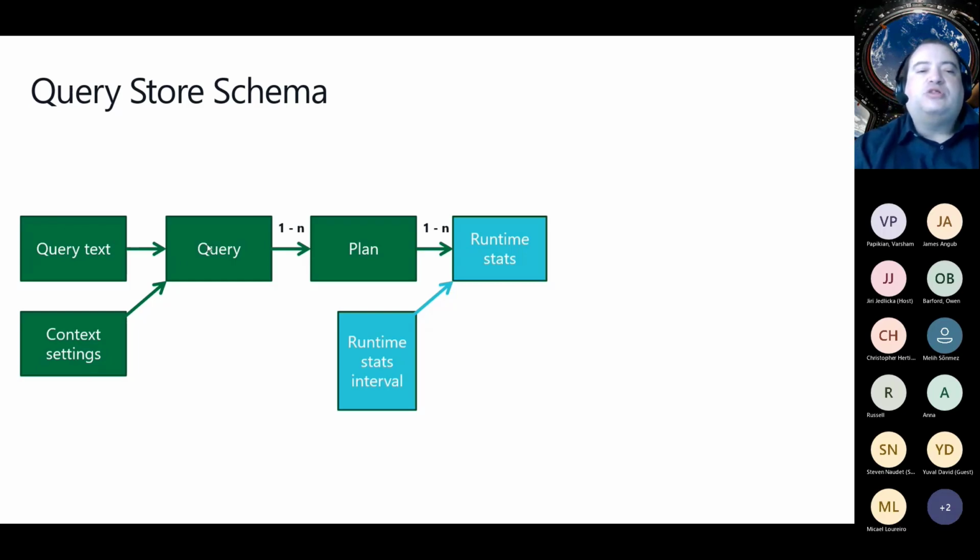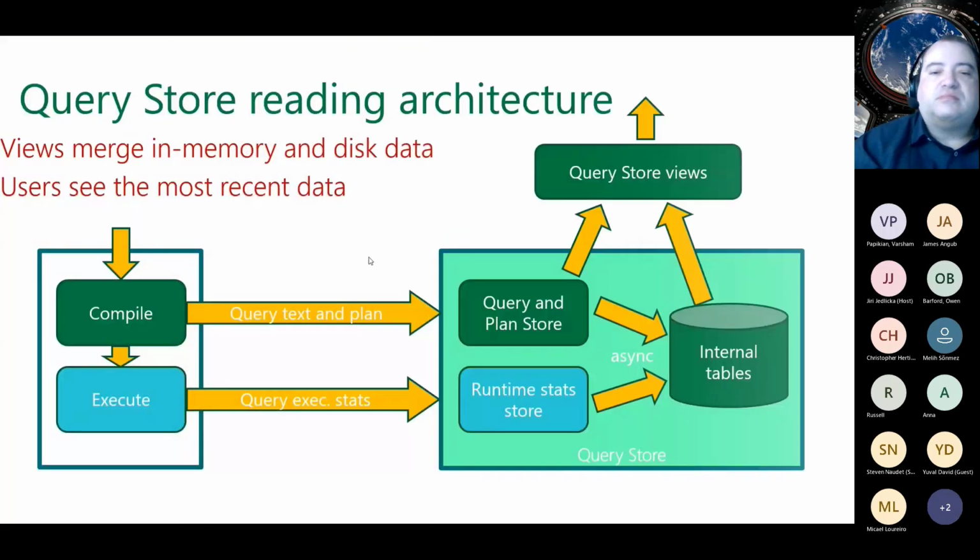Then, each query can have multiple query plans. The same query can be compiled many times in the server and receive multiple query plans. Query Store allows us to identify these. We identify that the same query received different query plans along the history of that query. So we can identify the query plans.